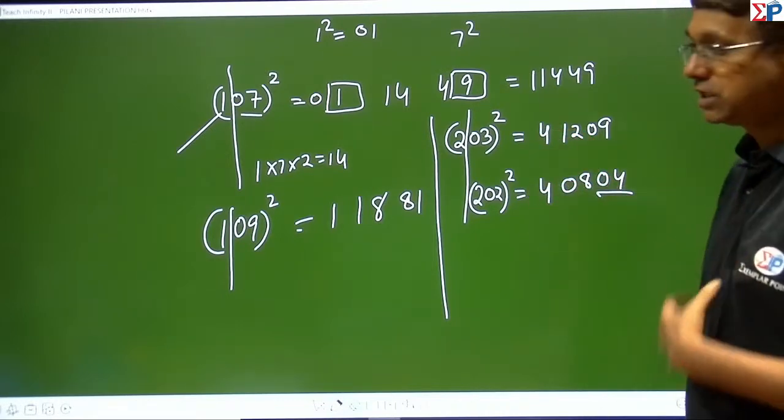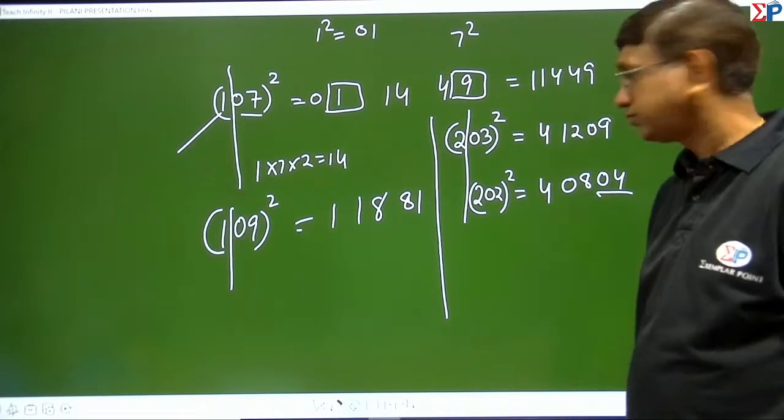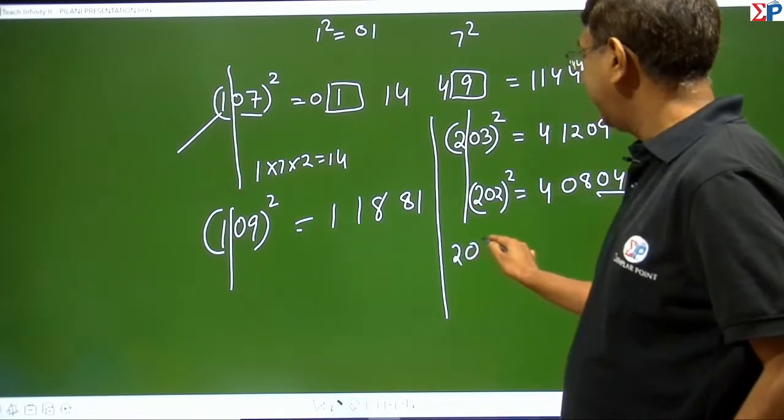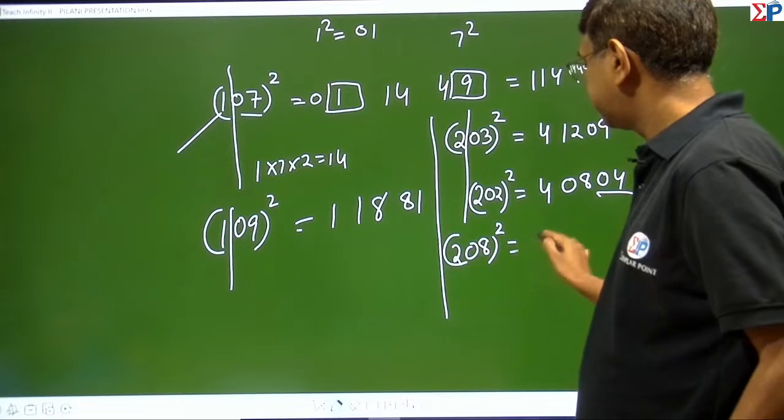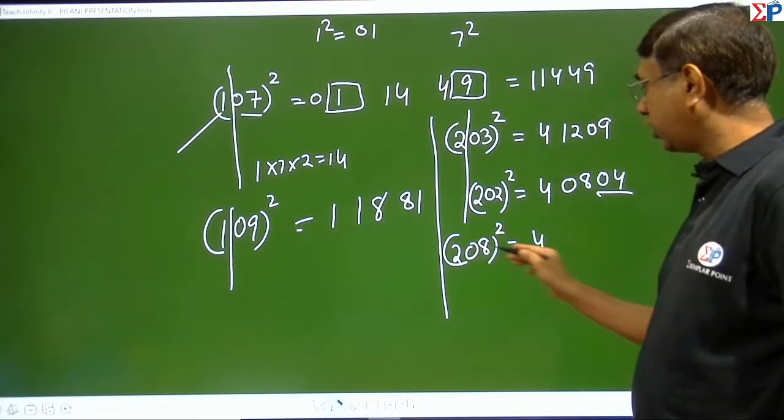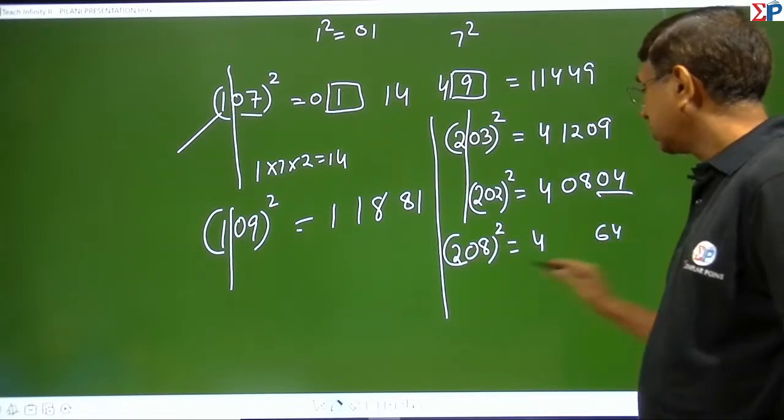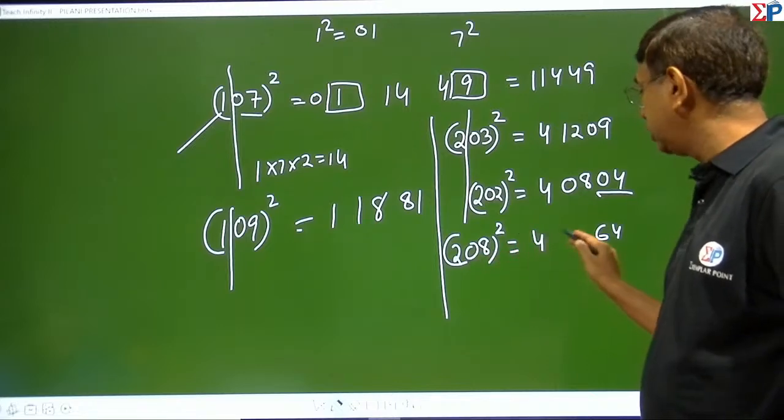So 40804. Answer देखो यही आ रहा होगा. Now suppose you are finding 208 का square. So 2 square I'll write 4. अब तो 8 है, 64. 2 into 8 16 into 2 32.